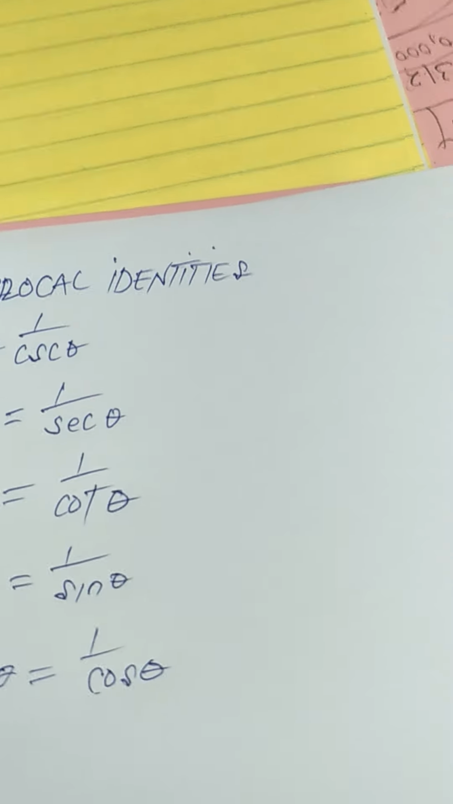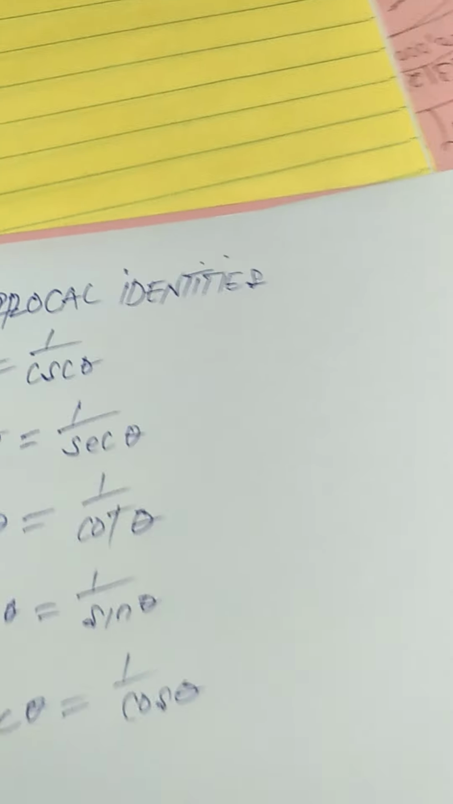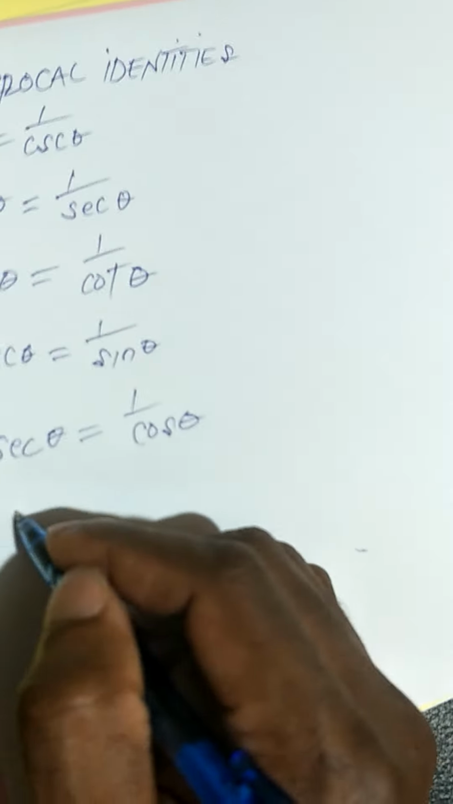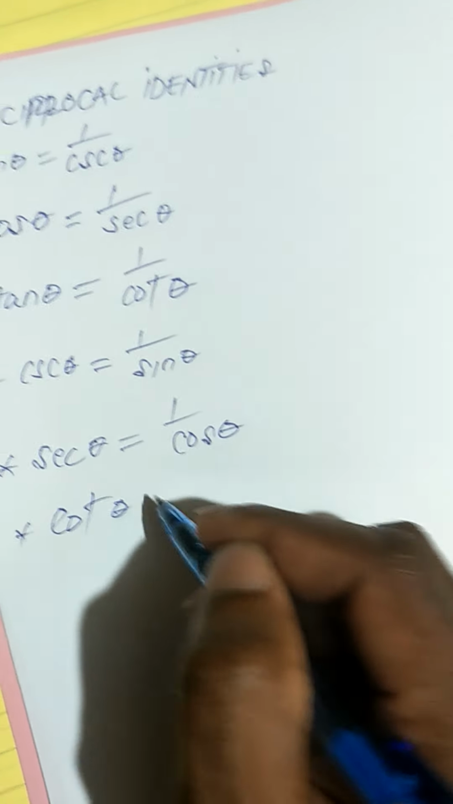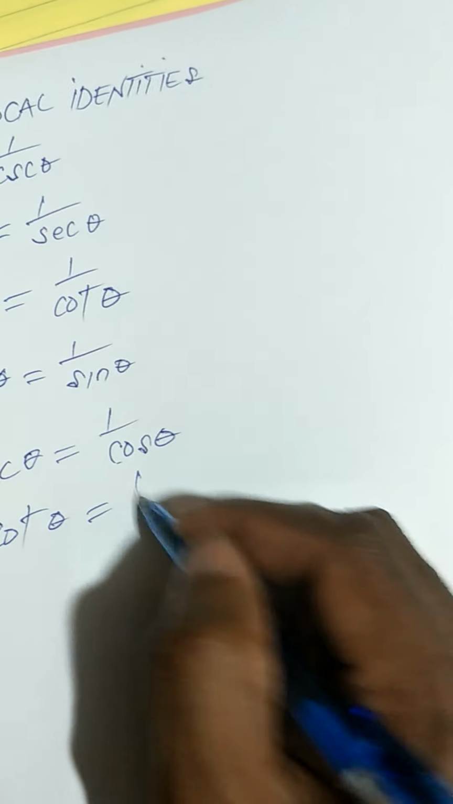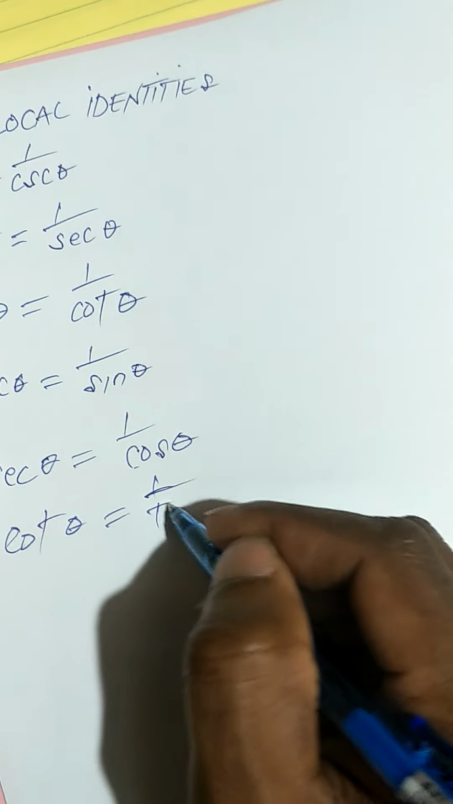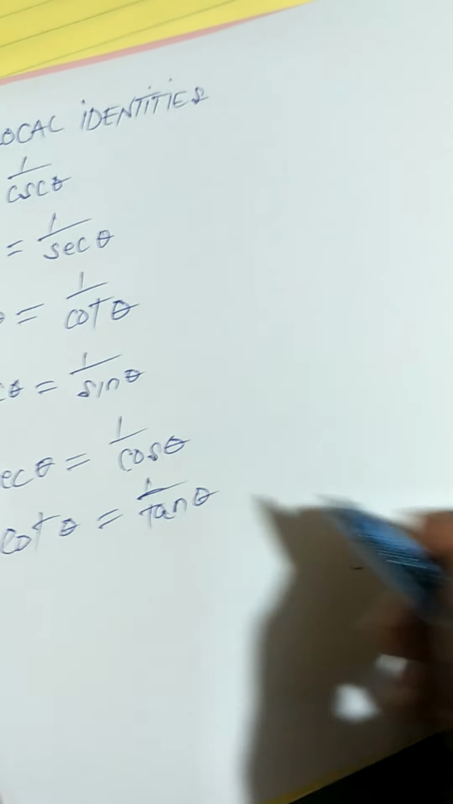Then 6. Cot theta is equal to 1 all over tangent theta. Let's continue.